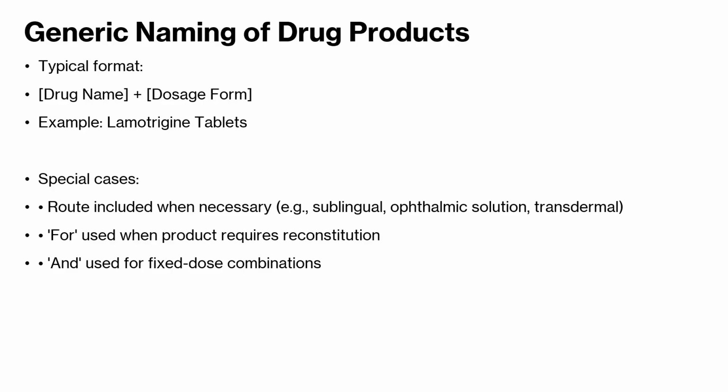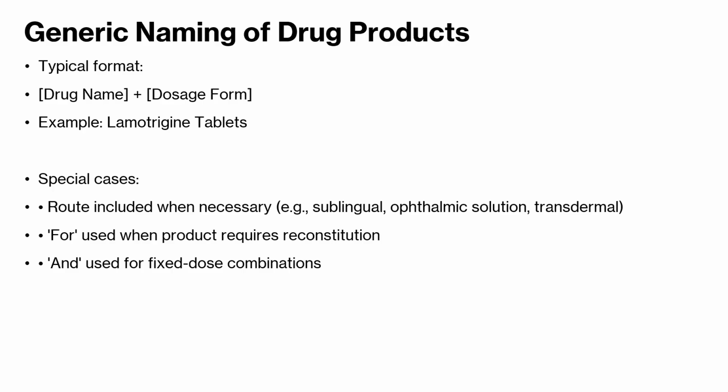The word "for" can be added when the product requires further reconstitution. For example, if the proposed product is powder for solution or powder for injection, in that case the name of the product shall include the word "for".